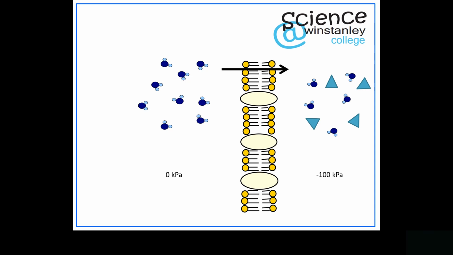I just want to give you a little sneak preview of something else that you tend to study a bit later on in the course. So when you look at osmosis, what I've said so far has been absolutely true. Water molecules move from where there are a higher amount to where there's a lower amount, from a higher water potential to a lower water potential.